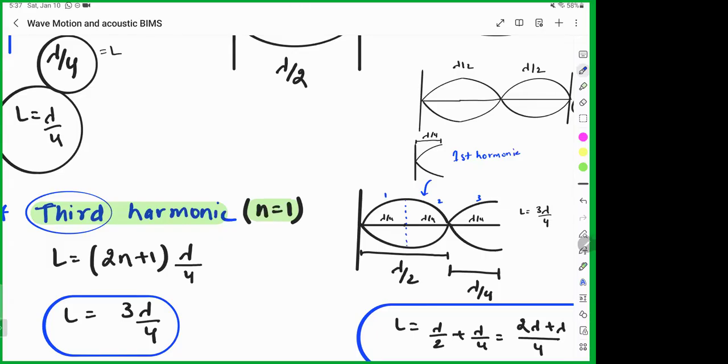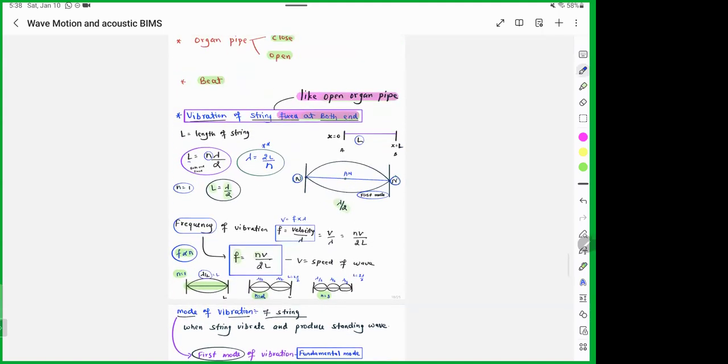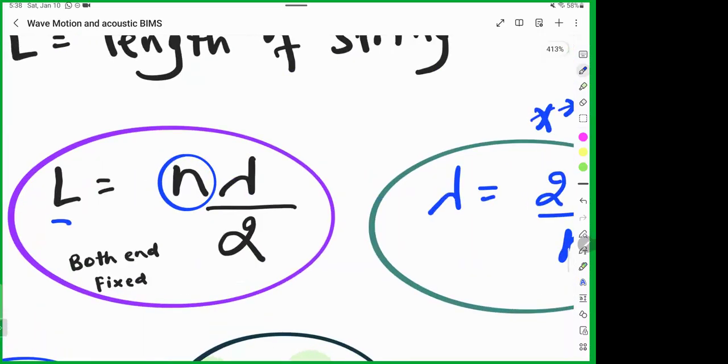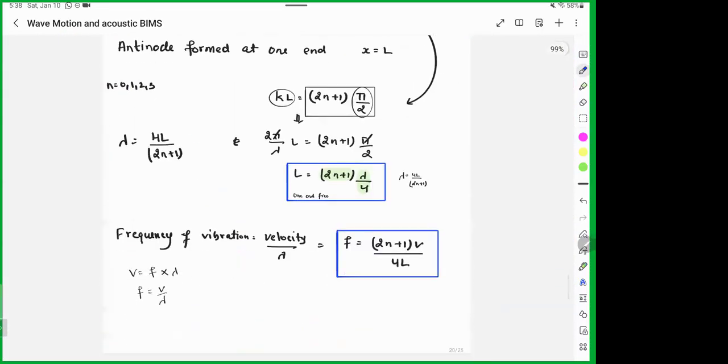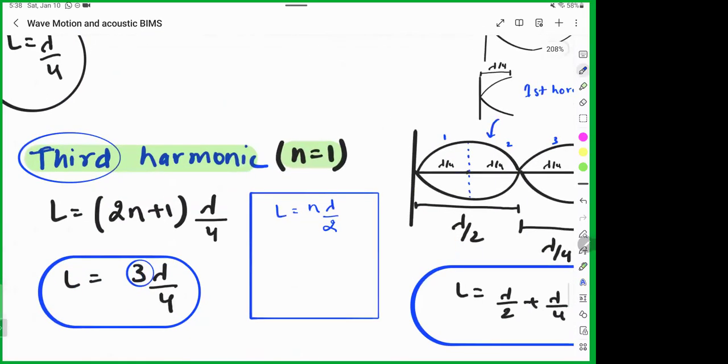This is the length formula, (2n plus 1) lambda by 4. Still, if you apply formula, same method. Always compare with your both end fixed. There, your L value was n lambda by 2. L value was n lambda by 2 here. But if one end is fixed, what was your length? (2n plus 1) by 4 lambda. Understood?